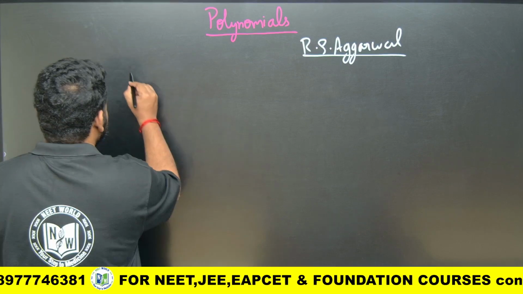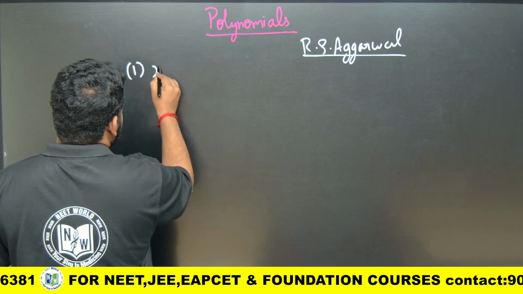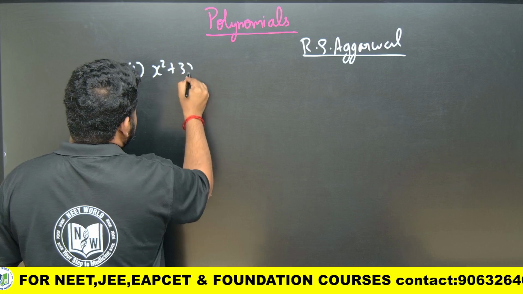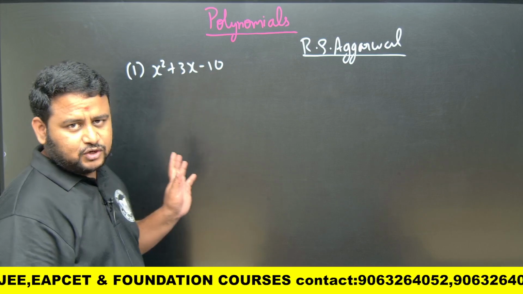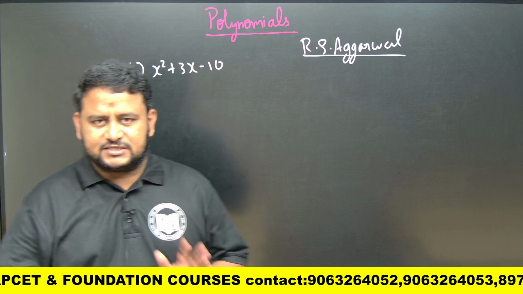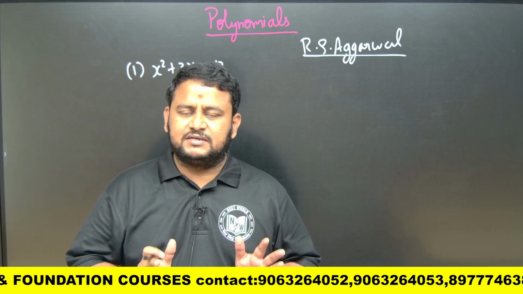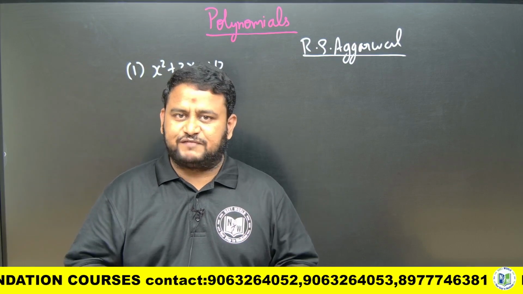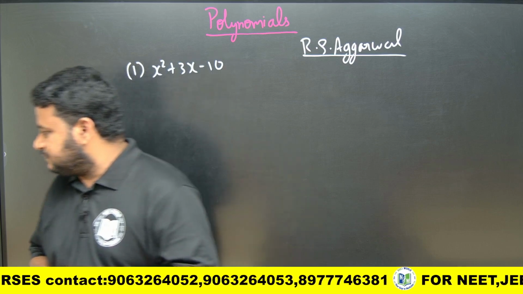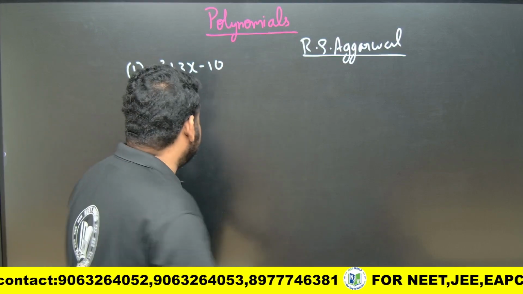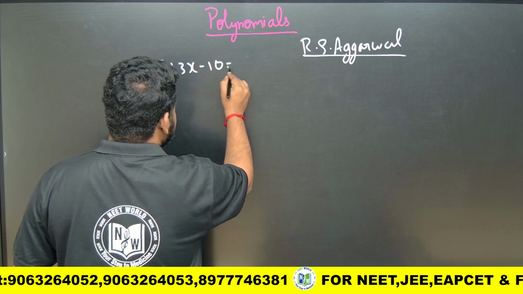The first question that they have given is x square plus 3x minus 10. This is the polynomial they have given. For this we have to find the zeros and establish the relation between zeros and coefficient and also verify them, which we have done in the initial classes, right? Like that we have to solve these questions. Now first of all, first step is what? I have to equate this to 0.